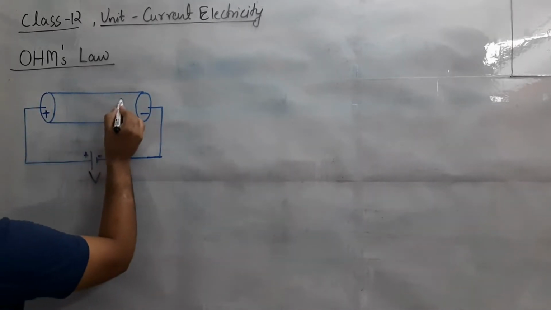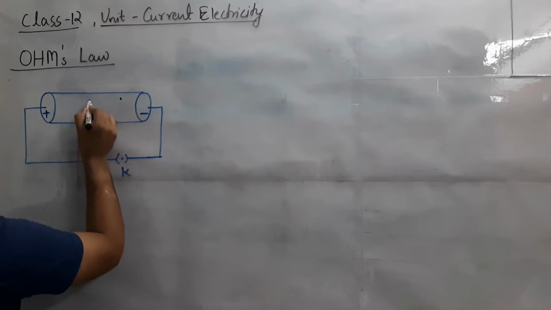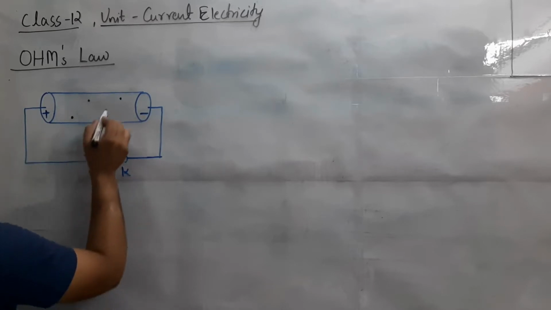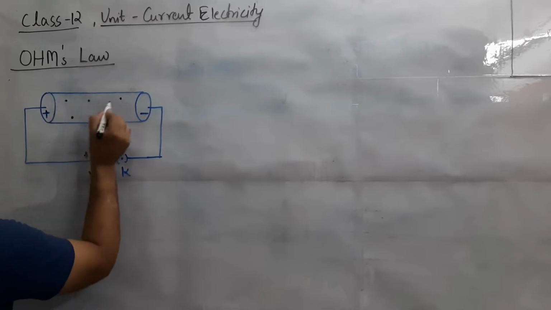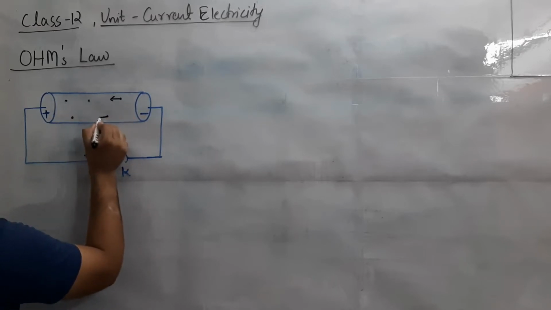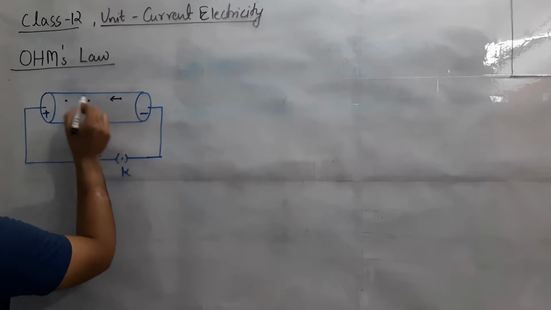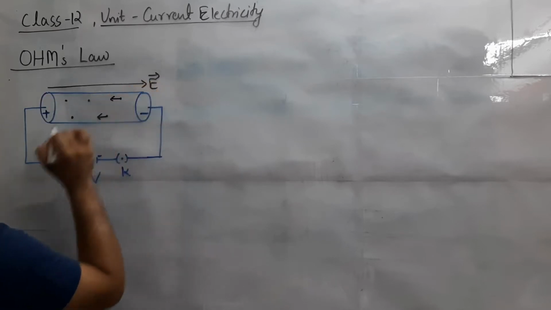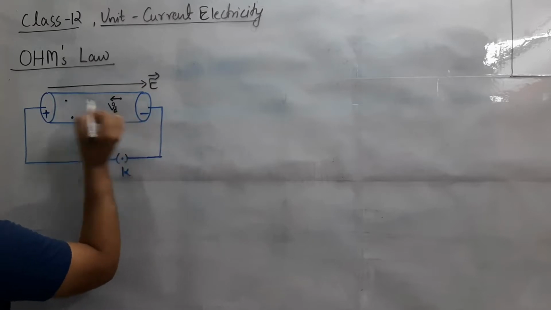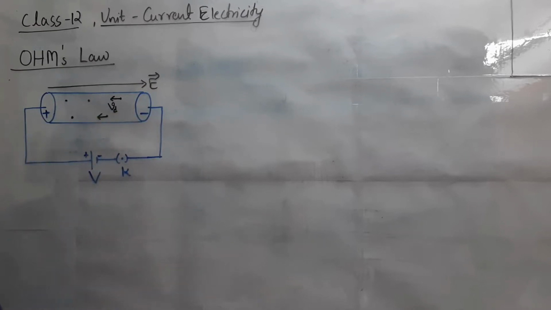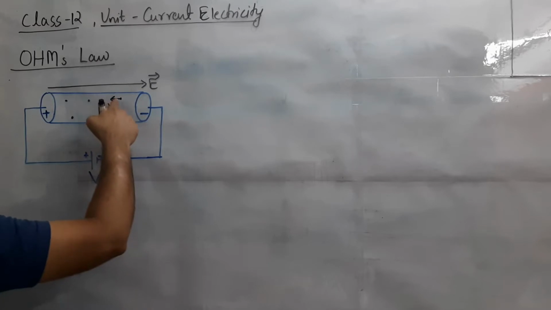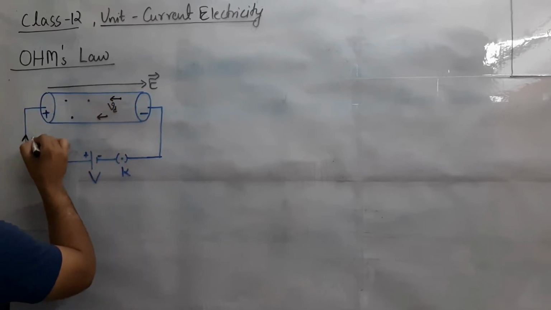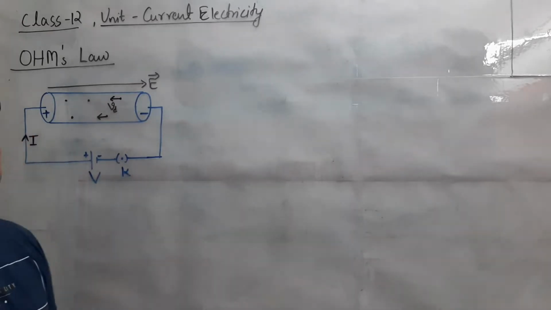So here we are assuming a few free electrons in the conductor, and they are moving in such a way that under the effect of external electric field they are moving opposite to the direction of electric field with certain speed. Drift speed, we have already discussed it in the previous class. Here these electrons will be moving towards the positive end of the conductor, making electric current I in the circuit.